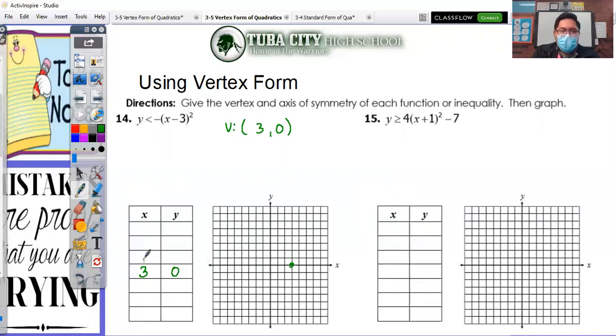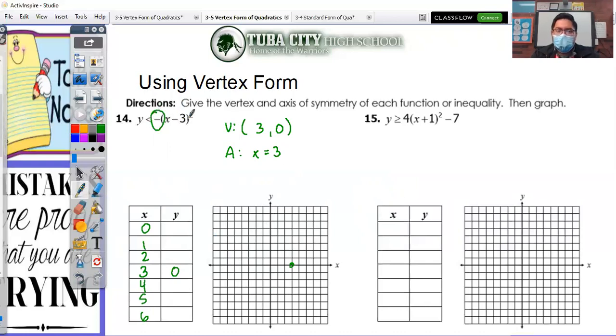Okay, now we need a number. Oh wait, we did need the axis of symmetry really quick. And that is x equals 3. All right, 3, 2, 1, 0, 4, 5, 6. And we can plug in numbers. But remember, I'm going to use that rule of odds that we had earlier.